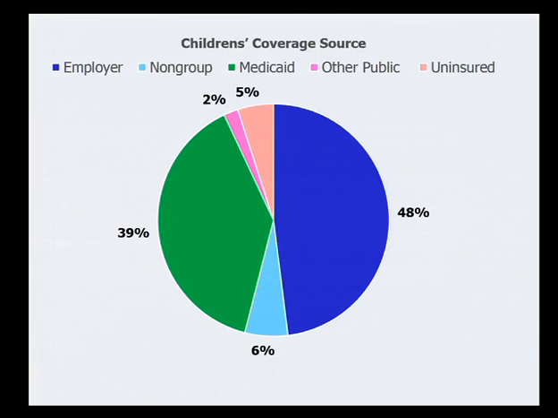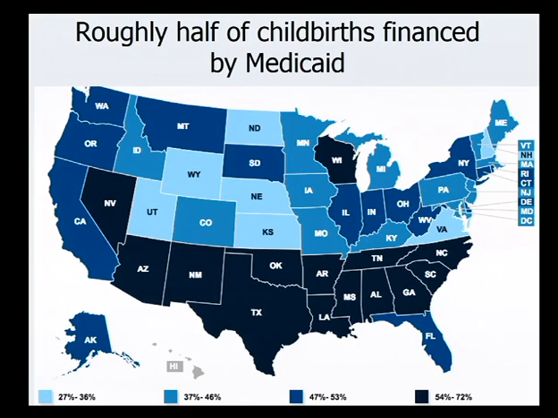Children, I think I've emphasized this to a significant degree already, but Medicaid is this green part. 39% of kids are covered by Medicaid. Roughly half of childbirths are financed by Medicaid. So now you begin to see how big this is, whether or not the Illuminati were involved.